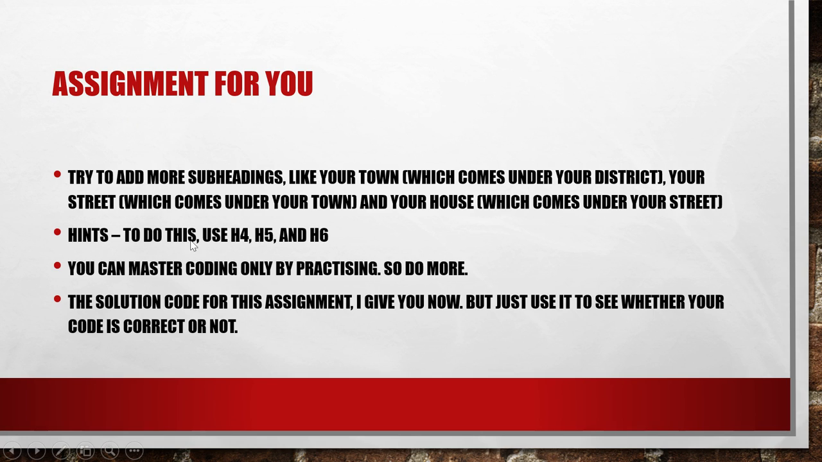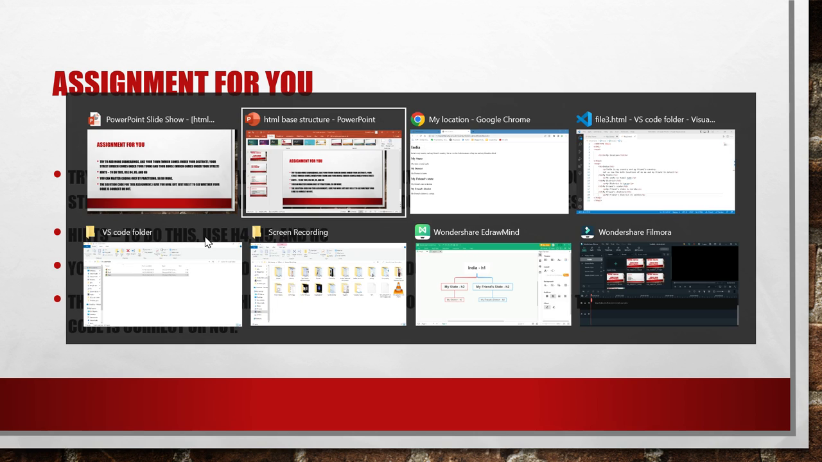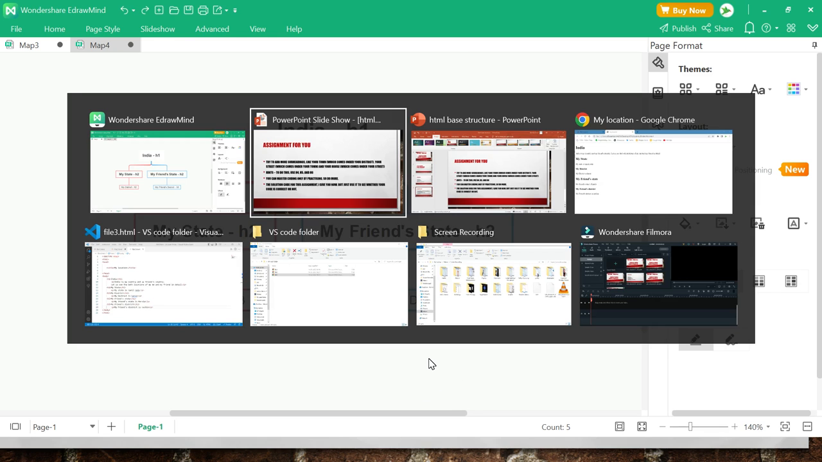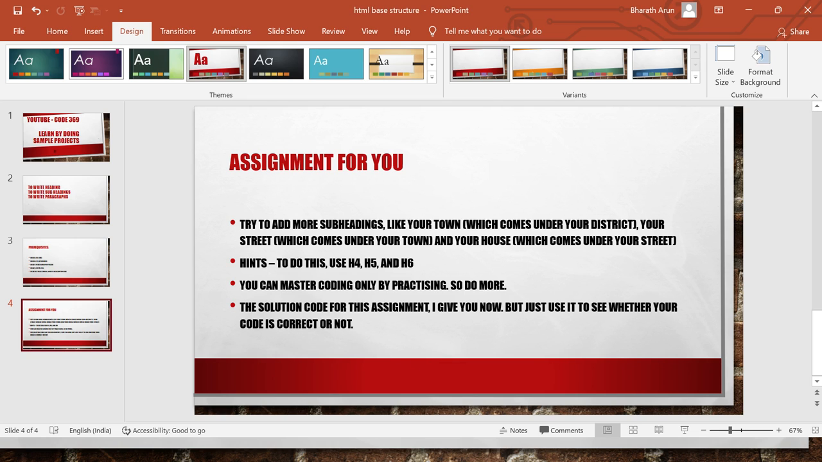Hints to do this: we have used up to H1, H2, H3 here. Your town name will come under my district, and it will have H4, and then H5, H6. Here also H4, H5, H6. It will come like this. This is the assignment that you are going to do.